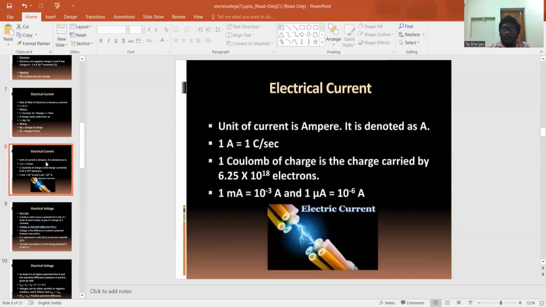Electrical current. The unit of current is ampere. It is denoted as A. 1 ampere is equal to 1 coulomb per second. 1 coulomb of charge is the charge carried by 6.25 into 10 power 18 electrons. 1 mA is equal to 10 power minus 3 A, and 1 microampere is equal to 10 power minus 6 A.